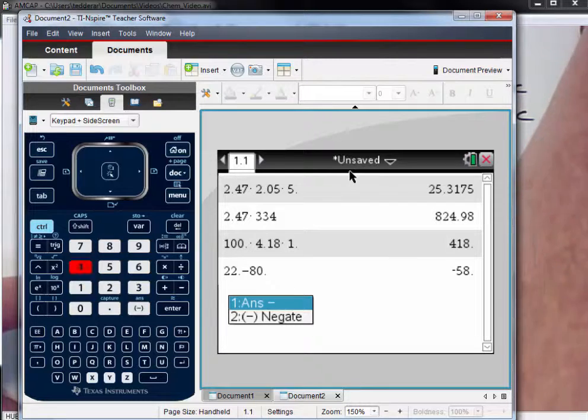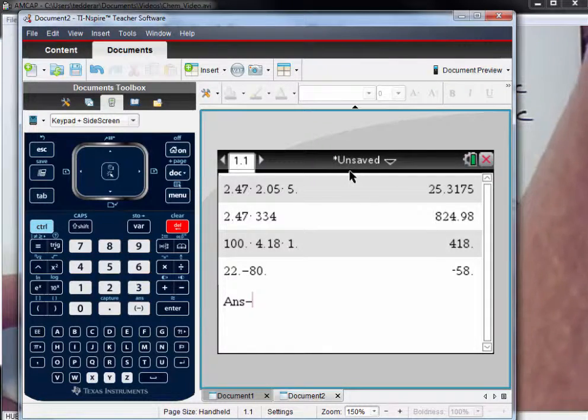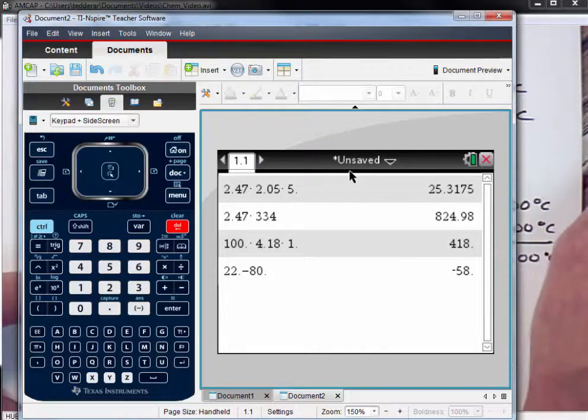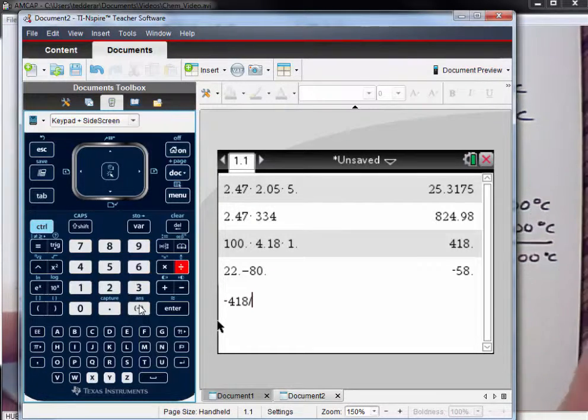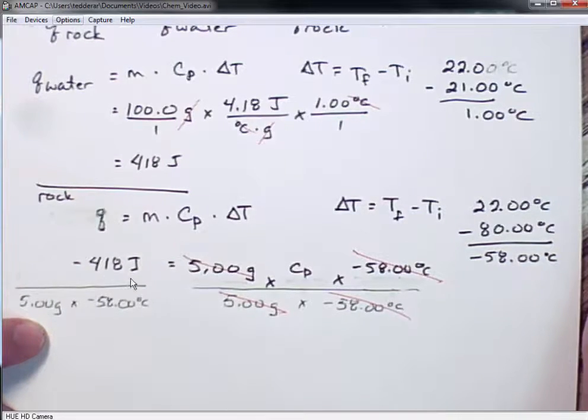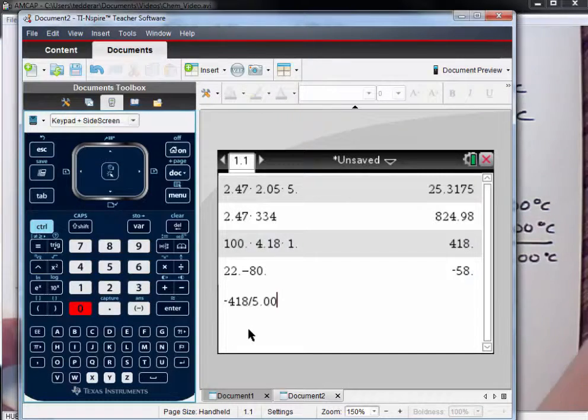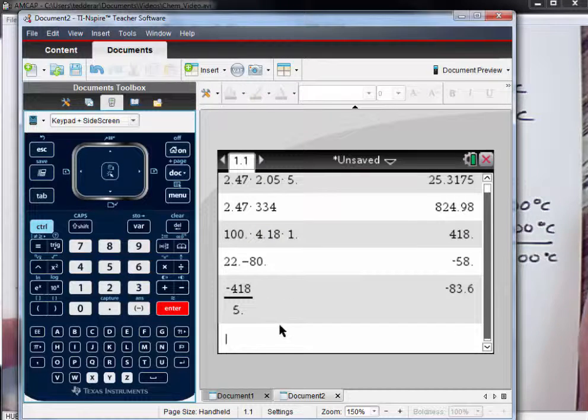All right, so negative 418, whoop, didn't get all the numbers. I've got to change the sign. That's a good point here. Stop a minute and look. That right there, that's a subtraction symbol. This is a change of sign symbol. If I want a negative number, I've got to click there. Negative 418 divided by 5.00. Okay, so we're doing this first part, negative 418 joules divided by the 5 grams here. I'm going to hit enter, and we get this number.